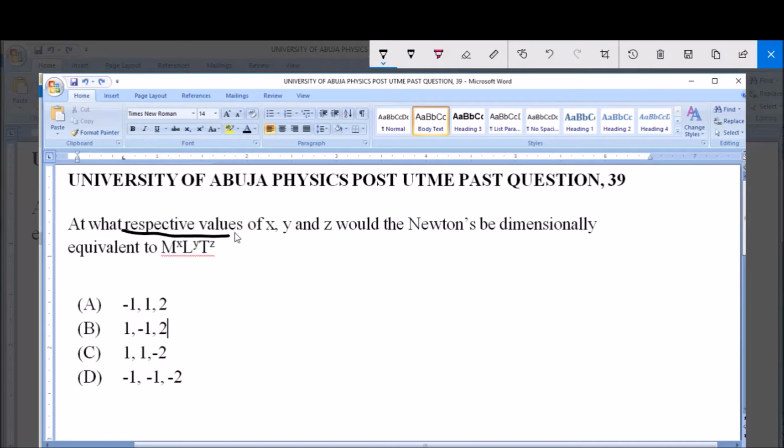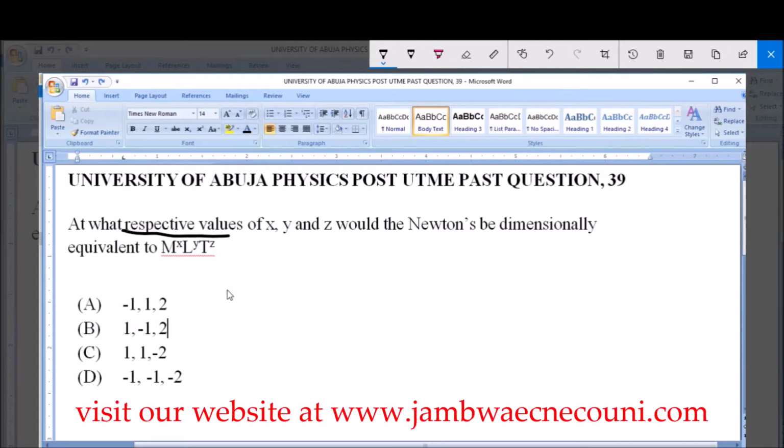It means it follows the order of x, y, and z, where x is the power of m, y is the power of l, and z is the power of t. A we have minus 1, 1, and 2. B we have 1, minus 1, and 2. C we have 1, 1, minus 2, and D we have minus 1, minus 1, minus 2.